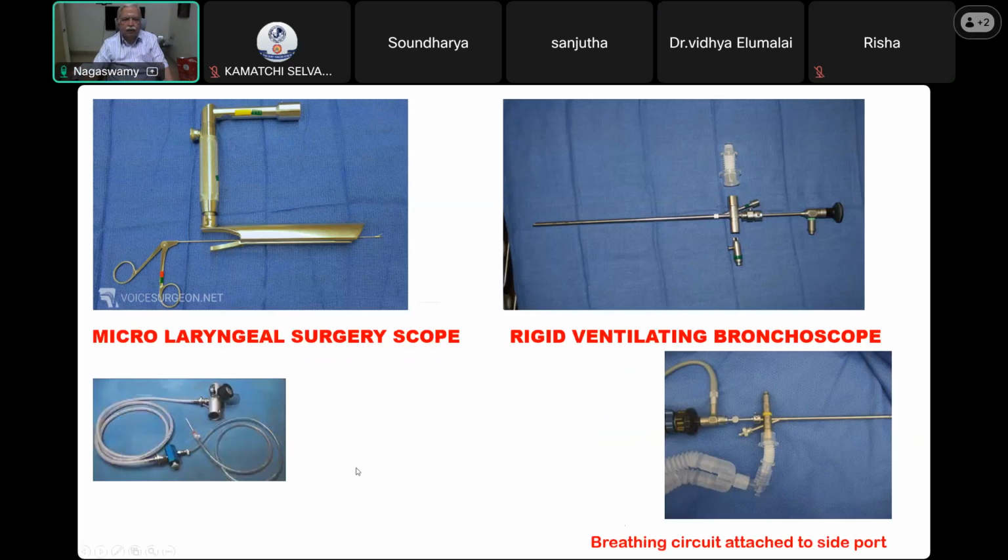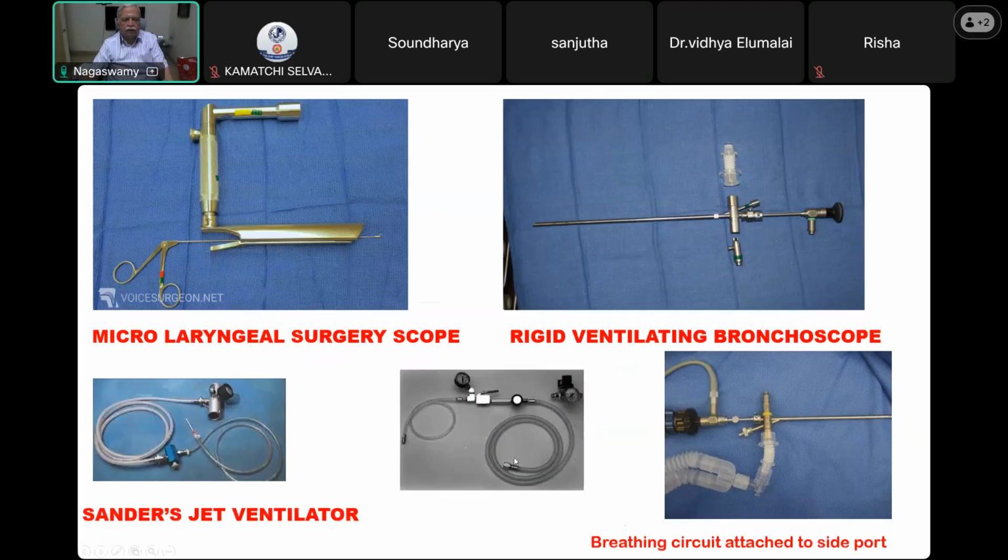And this, again, you have seen jet ventilation. This is called manu-jet. Here you have a button-like thing, and here you have a handle which is projected. So that is the difference between the two manu-jets.